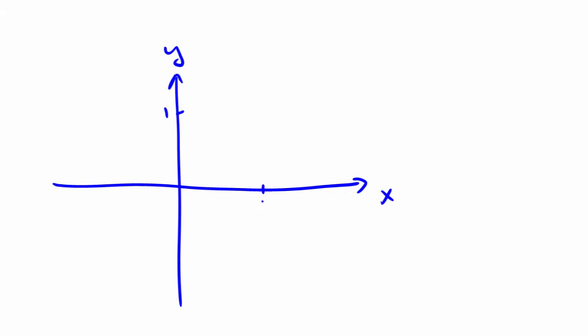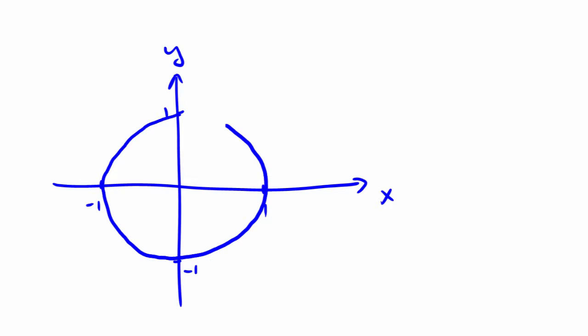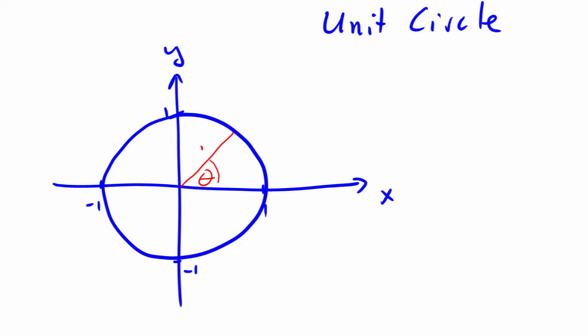So it's a circle centered at the origin, and it's going to pass through these points on the x and y axes. So it's going to look something like that. It's called a unit circle because the radius is 1. So to make that a little clearer, let's draw this to be our radius. There's some angle theta, and that radius, that distance there, is equal to 1.